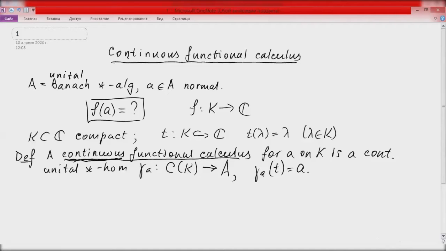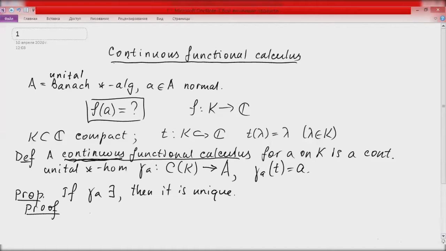Okay, so what can you say about this notion? First of all, we have the following simple result, proposition. If such a morphism gamma_a exists, then it is unique. And the proof is very easy.